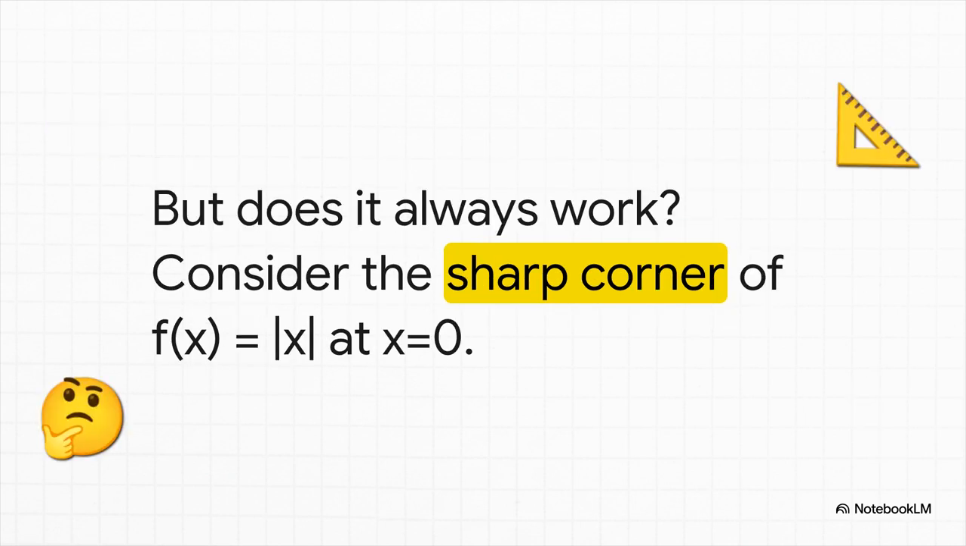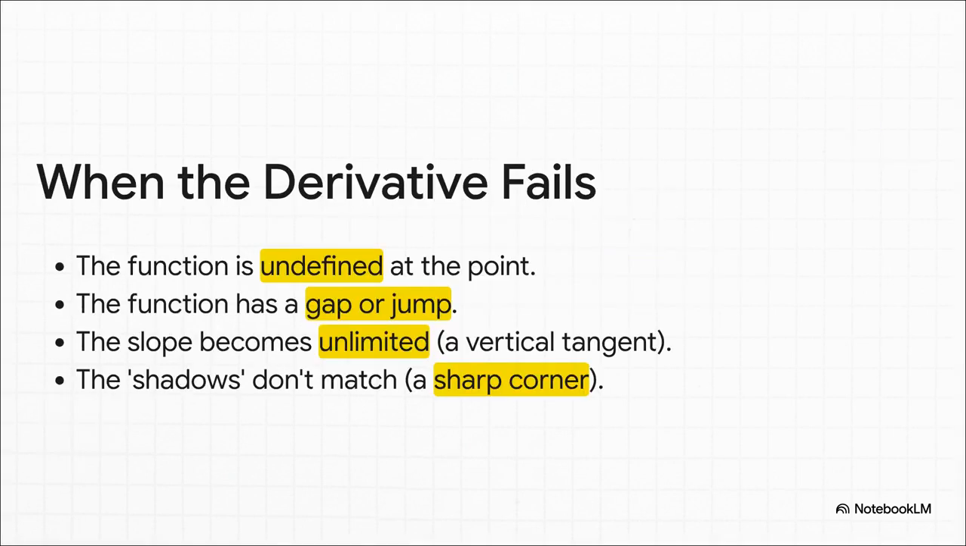So this whole derivative thing feels like a superpower. But every superhero has a kryptonite, right? Does it always work? Well, let's think about a function like the absolute value of x. Right at x equals 0, it has this sharp, pointy corner. What would the slope even mean at a point like that? And it turns out you're right to be suspicious. There are 4 main ways a derivative can fail to exist at a certain point.